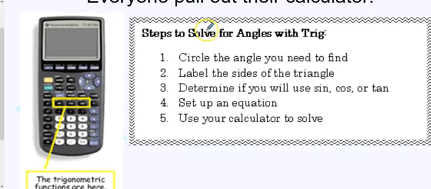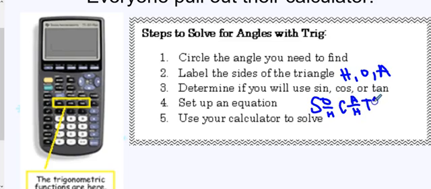So the first thing you're going to do is circle the angle that you need to find or make an arc mark there. You're going to label the sides of the triangle just like before. We're still going to label them with an H, an O, and an A. And we're going to use SOHCAHTOA just like before to determine which relationship we need to use. And then we'll set up our equation and use Desmos to solve.